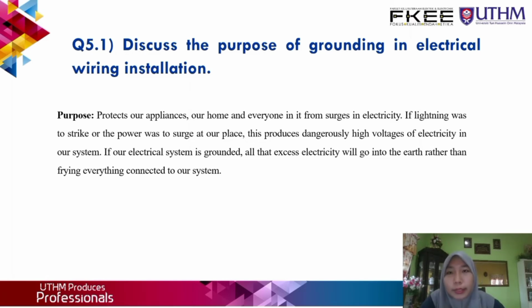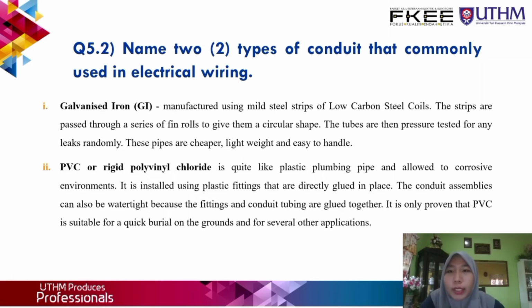The next question is to name two types of conduit commonly used in electrical wiring. The two types are GI and PVC. GI is galvanized iron, manufactured using mild steel strips of low carbon steel coils, and the tubes are then pressure tested randomly for any leaks. These pipes are cheaper, lightweight, and easy to handle.